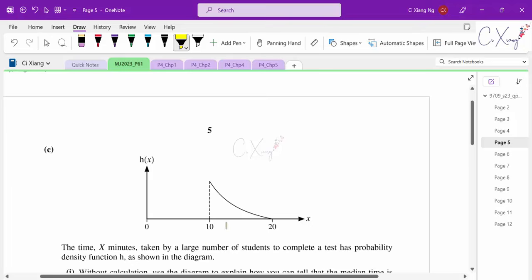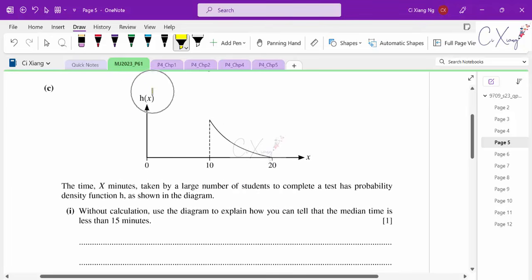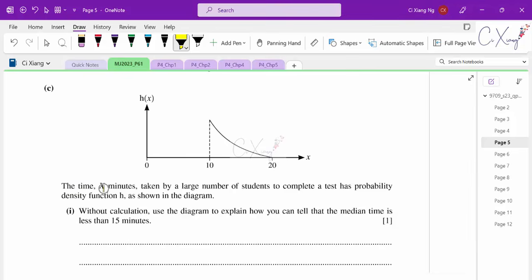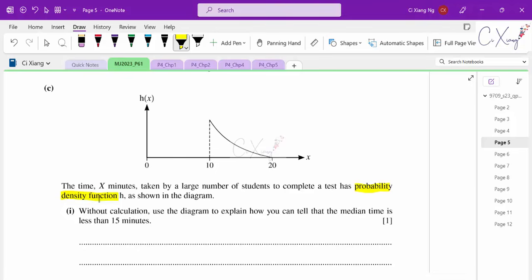And now we are having the other diagram here, and it is actually the function h. Okay, then they are telling us that the time in x minutes taken by a large number of students to complete a test has a probability density function h. So you already can see that they tell you this is a probability density function as shown in the diagram. Without calculation, use the diagram to explain how you can tell that the median time is less than 15.